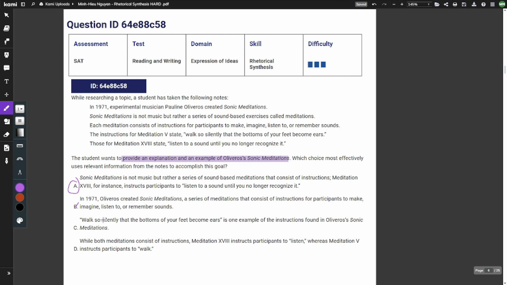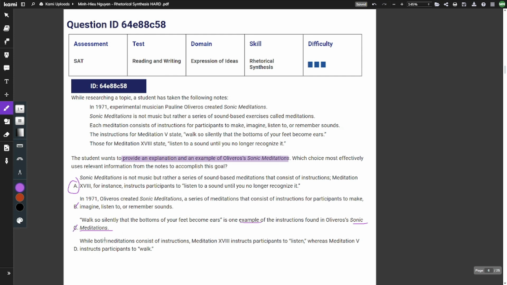C. Walk so silently that the bottoms of your feet become ears. How does that even work? Is one example of the instructions found in Oliveros's sonic meditations. Great. I mean, it literally says it's an example, but it doesn't explain what these sonic meditations are, so it's not going to be C.